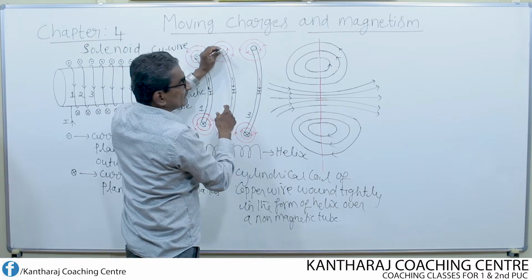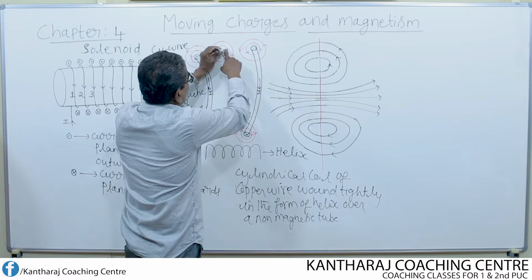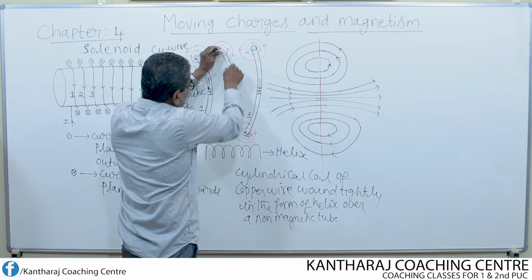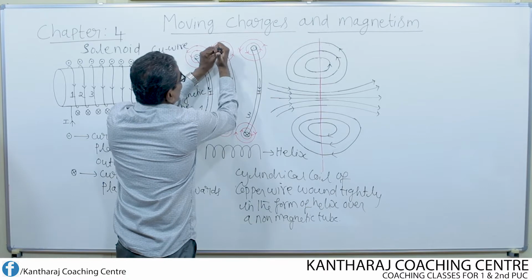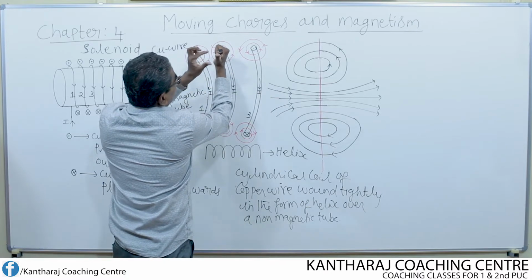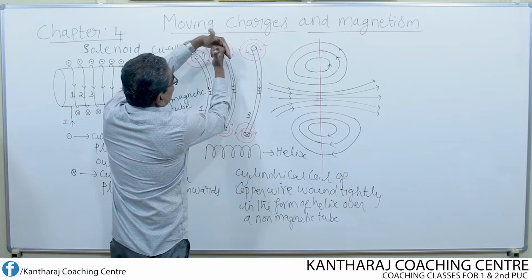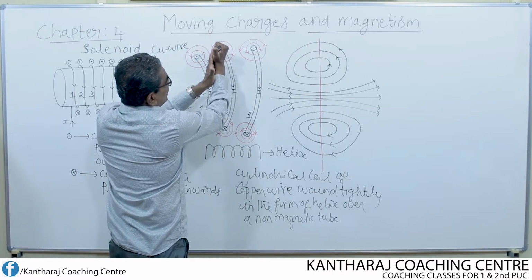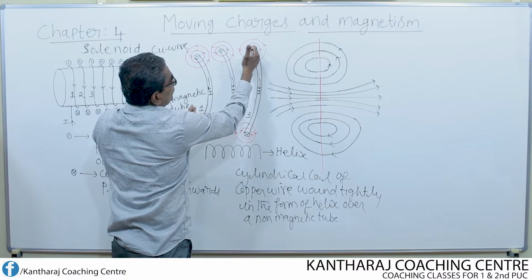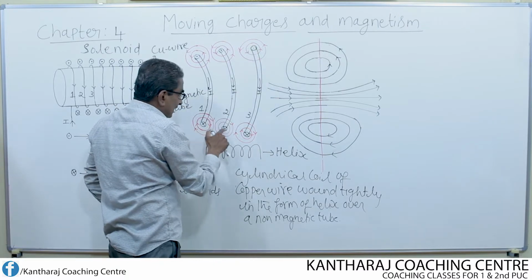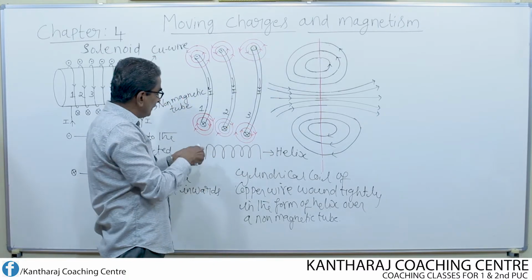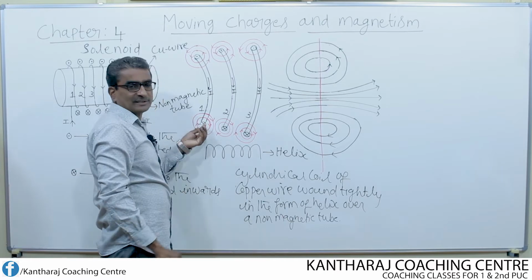Similarly, if this is one more conductor at the top end of the second turn of the solenoid, again apply the right hand clasp rule. The thumb represents the direction of current, then the fingers curl in which direction? Anti-clockwise, which gives the direction of magnetic field. The same thing holds good here. Whereas at the bottom, look here, the current is flowing inwards like this.